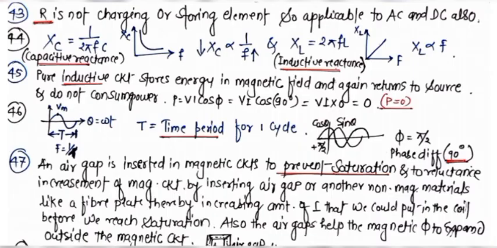The pure inductive circuit stores energy in the magnetic field and again returns it to the source and does not consume power. P is equal to VI cos phi, and VI cos of 90 degrees is equal to 0. Power is 0. In one cycle, T denotes the time period of one cycle, and frequency is the reciprocal of the time period. This is a cosine waveform and this is a sinusoidal waveform. The phase difference between these two waveforms is 90.